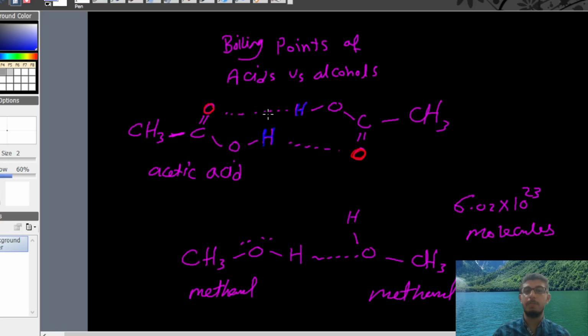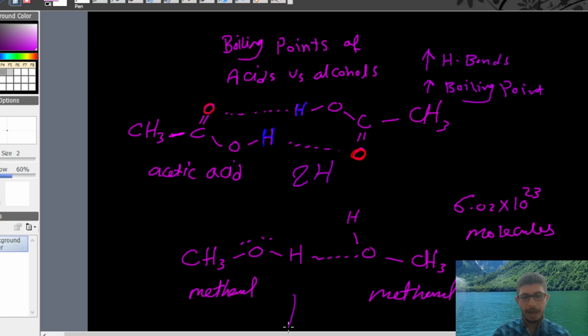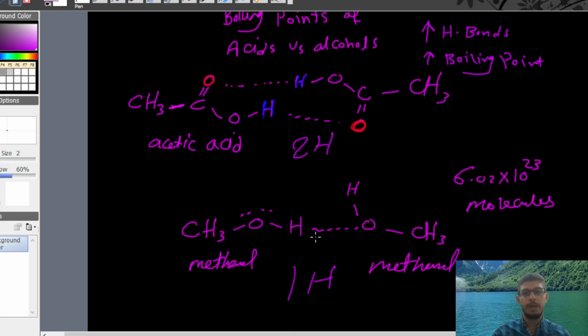That means the boiling point of the acid will be higher than the alcohol. Why? Because as I told you, the higher the number of hydrogen bonds, the higher the boiling point, right? The higher the hydrogen bonds, the higher the boiling point. Same here. You have only one hydrogen bond here. Here you have two hydrogen bonds, and here you have only one hydrogen bond, right?